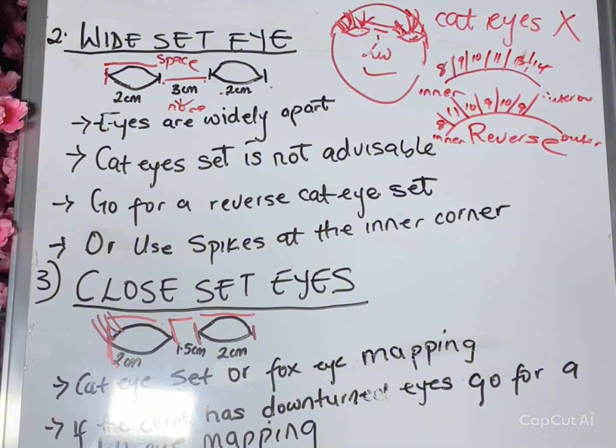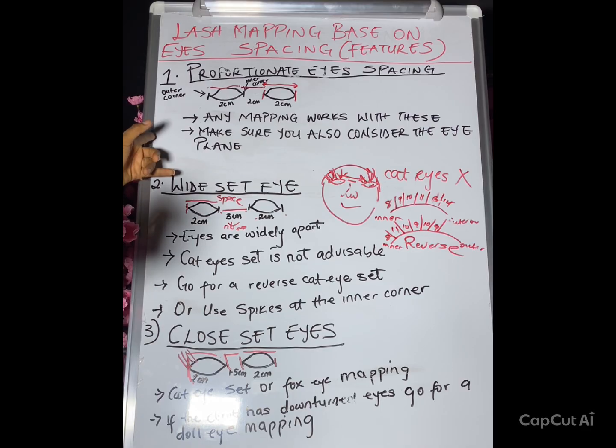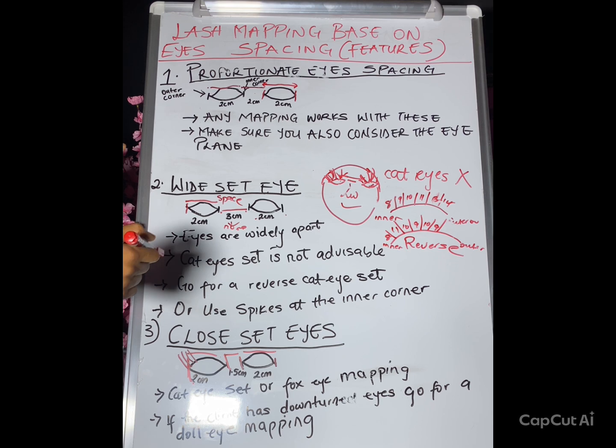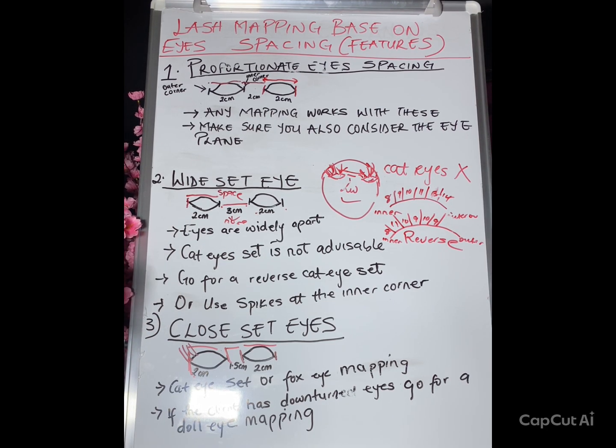So let's do a summary. Proportionate eyes, cat eye works, but you have to consider the eye plane. If your client has downturned eyes, no cat eye. Wide set eyes, we go for the reverse cat eye, which is weird for some people because you don't really know if there's anything like reverse cat eye. Yes, there is.